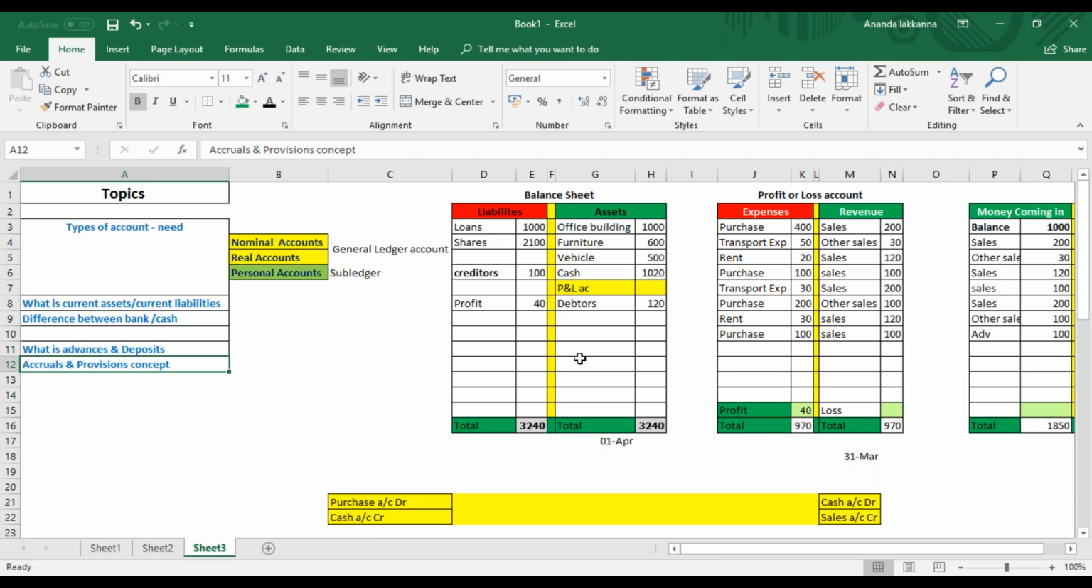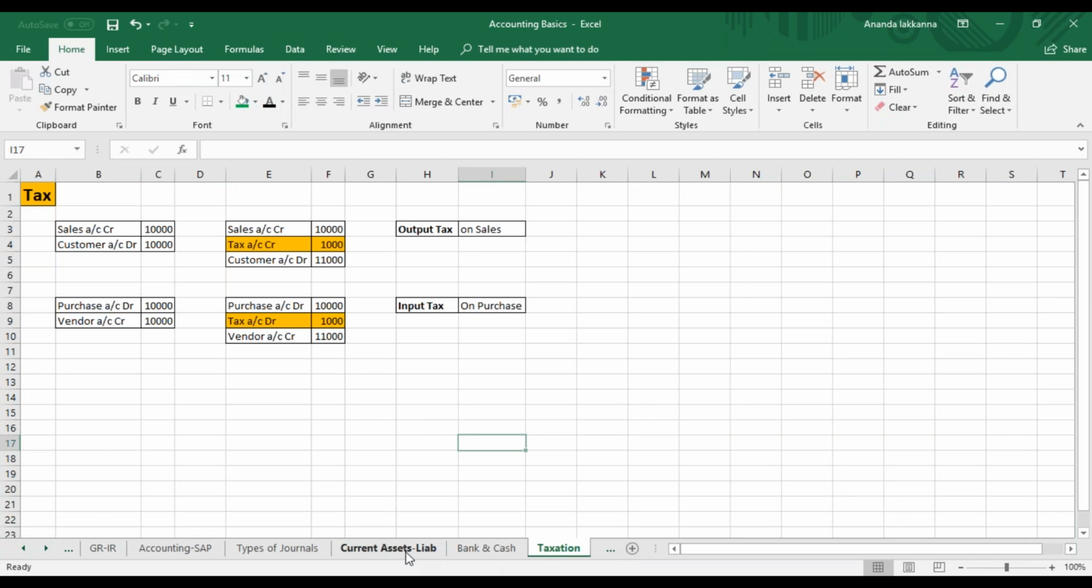Finally, we have the concept of accruals and provisions. I'll explain this in a very simple manner, so do not get confused with this.